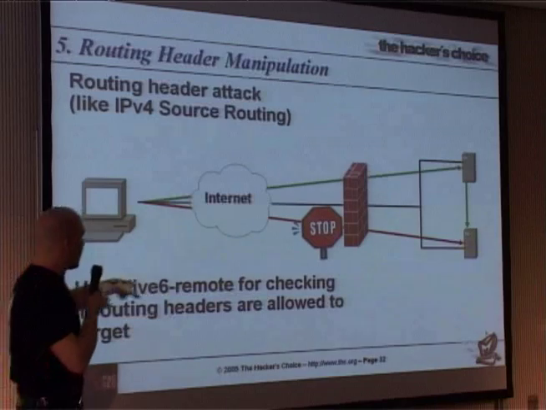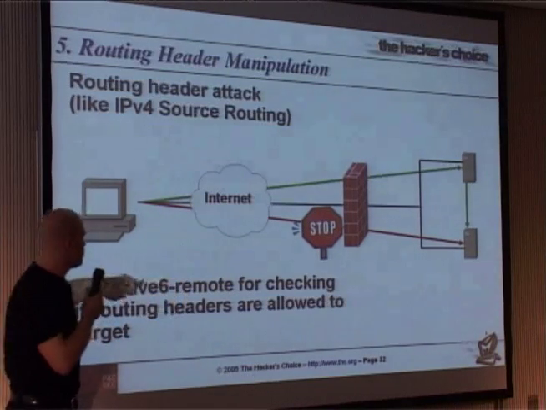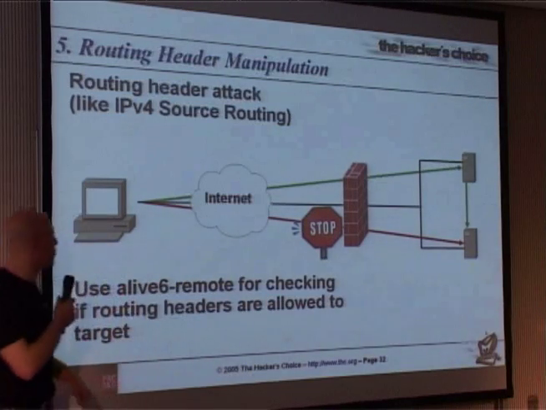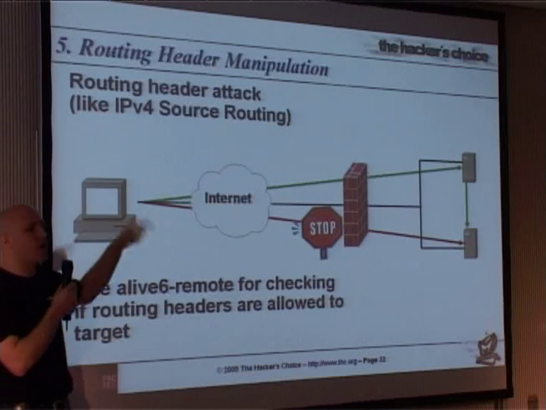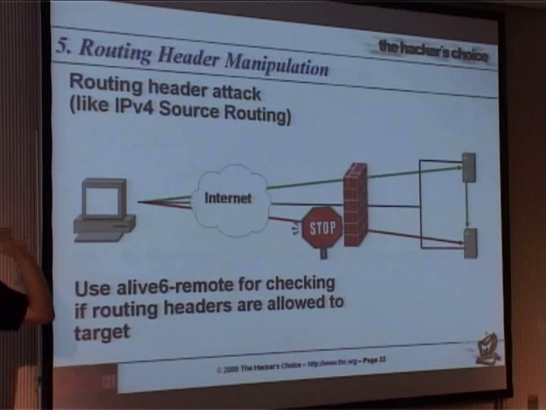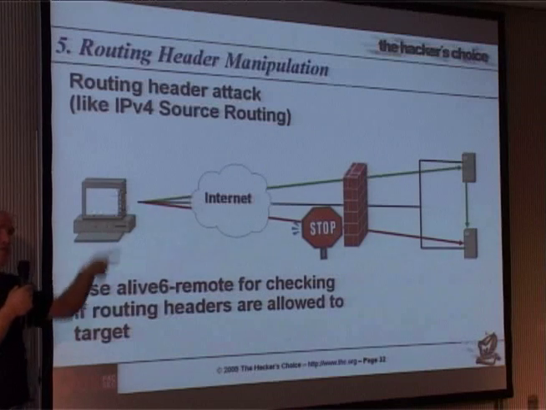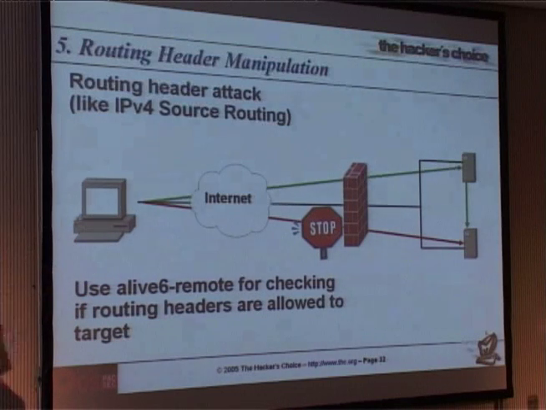I also implemented this in the tool, so this is not an extra tool anymore. You can just specify routing headers, specify as many IP addresses as you want, where it should pass through, and then you can do this attack to do a live scanning.